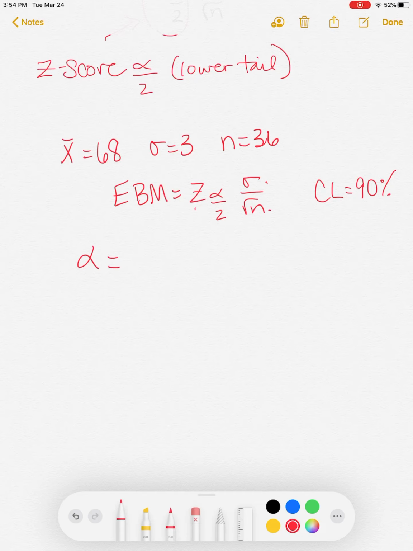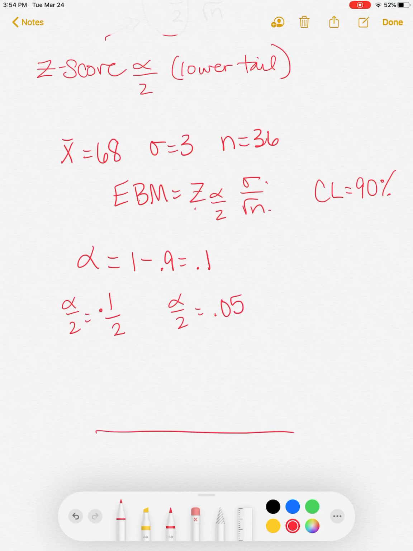So we could say alpha will be equal to 1 minus 0.9, which is 0.1. And then this is alpha. We could divide it by 2. So we'll say alpha over 2 is equal to 0.1 divided by 2. That means that alpha over 2 will be equal to 0.05.